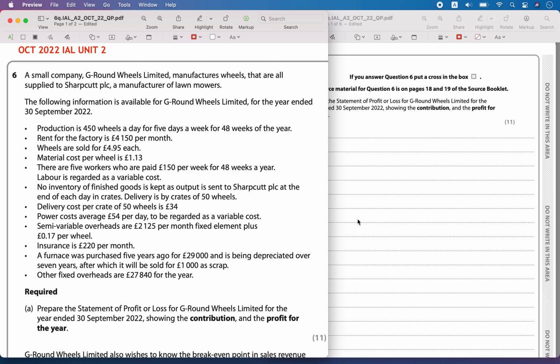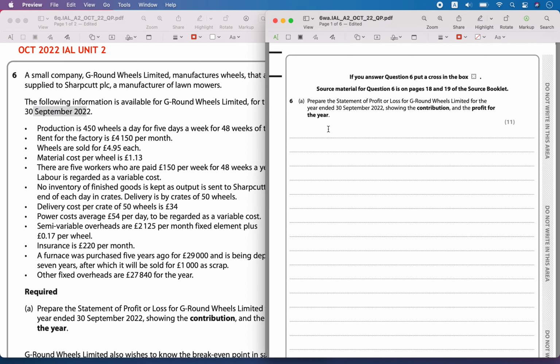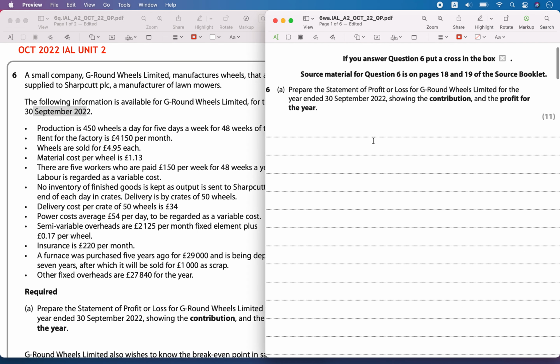Today we are solving October 2022 IAL Unit 2, Question number 6. A small company, G Round Wheels Limited, manufactures wheels that are all supplied to Shortcut PLC, a manufacturer of lawn mowers. The following information is available for G Round Wheels Limited for the year ended 30th September 2022. They have given the first part of the question.